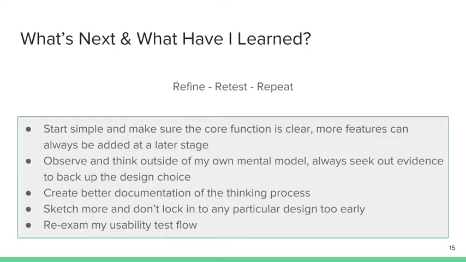More features can always be added at a later stage. Observe and think outside of my own mental model. Always seek out evidence to back up the design choices, not just because it fits my own flow. Create better documentation of the thinking process so I can look back and double check whether I follow the evidence. Sketch more and don't lock into any particular design too early so I don't miss other options or misplace the emphasis. Re-examine my usability test flow. Allow enough time for the testers to explore the app freely before introducing the task for them to perform. It creates confusion.